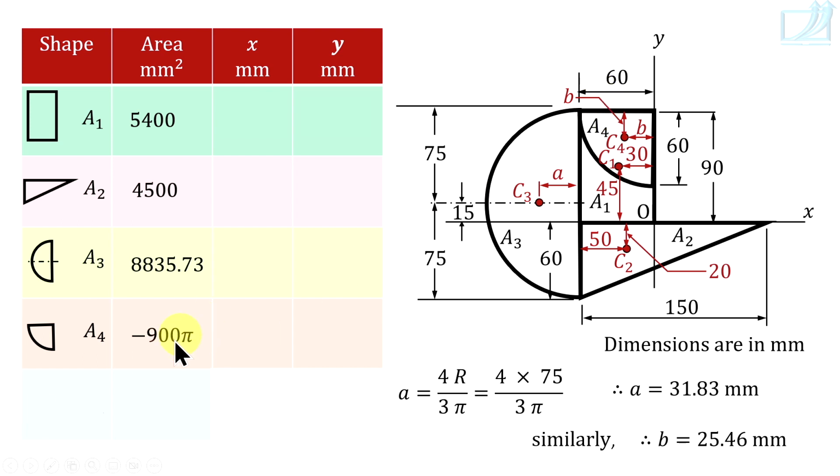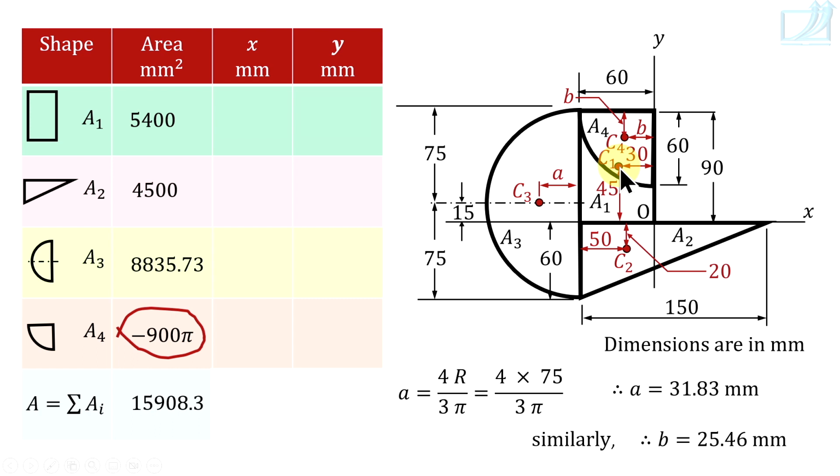This is the area of the quarter circle. Removed quarter circle. This is the area of the removed quarter circle. Do not forget that negative sign because it is removed area. And this is how you will get the total area. Now let's write the xy coordinates of the centers.